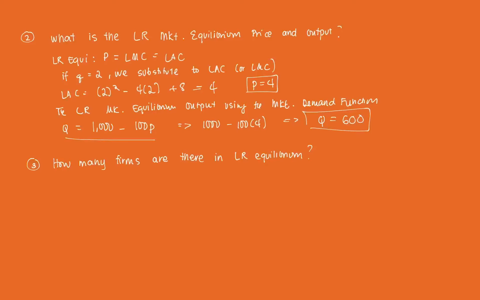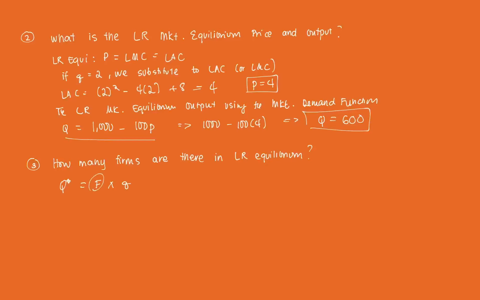Question 3 asks, how many firms are there in long run equilibrium? Now, since all firms in the market have identical cost functions, they must have identical output supplied as well. Since these firms have identical cost functions, it implies that they have a similar output structure, so they must have supplied the same output. Therefore, the total long-run equilibrium market output, that's Q star, is just equal to F, or the number of firms, times the output supplied by each firm.